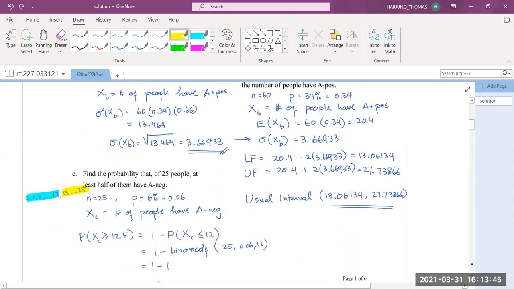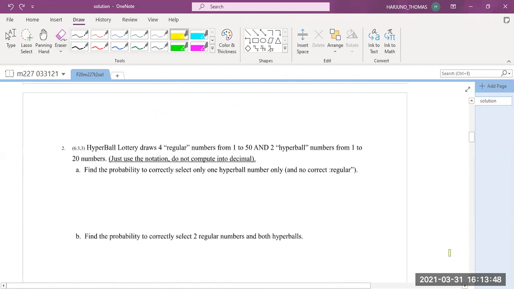Let's go on with page 2. Hyperbole lottery draws 4 regular numbers from 1 to 50. So we have that box with 50 numbers in there. Now 4 of them correct means 46 of them wrong. And 2 hyperbole numbers from 1 to 20: 2 of them correct, 18 of them wrong. Now just use the notation, no need to compute into decimals.